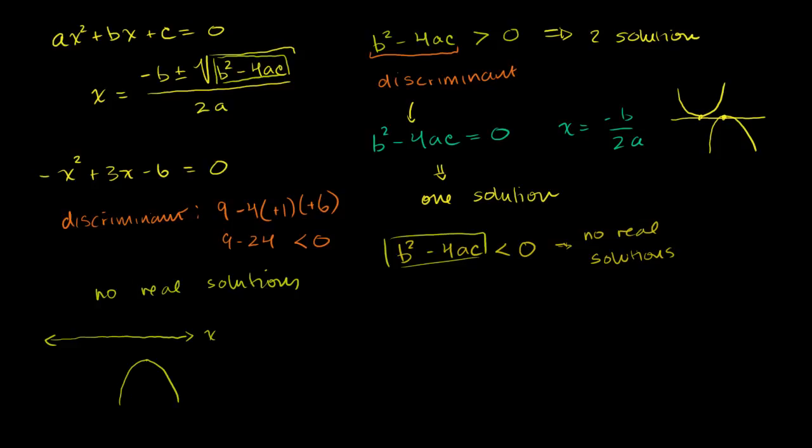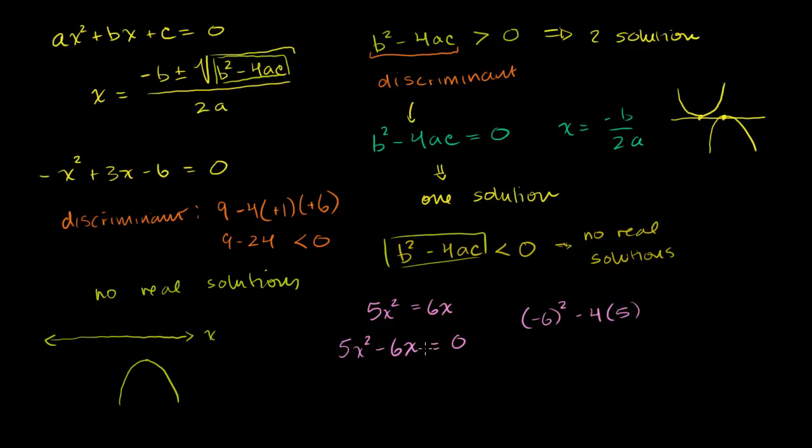Let's do another one. Let's say I'll do this one in pink. Let's say I have the equation 5x squared is equal to 6x. Well, let's put this in the form that we're used to. So let's subtract 6x from both sides, and we get 5x squared minus 6x is equal to 0. And let's calculate the discriminant. So we want to get b squared. B squared is negative 6 squared.